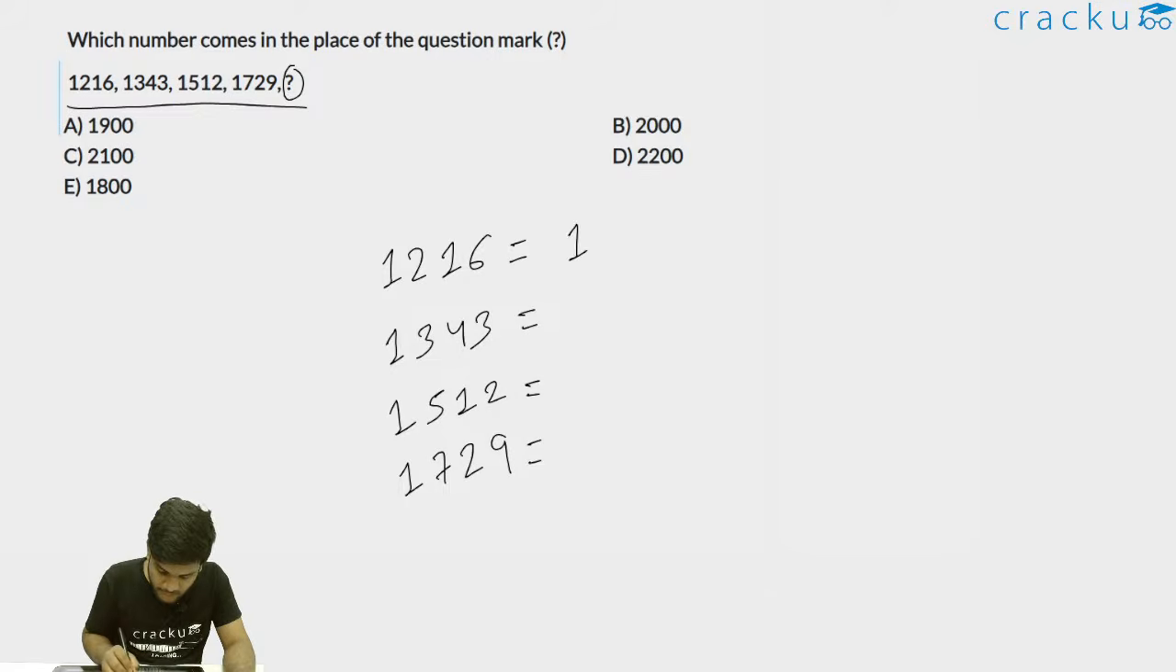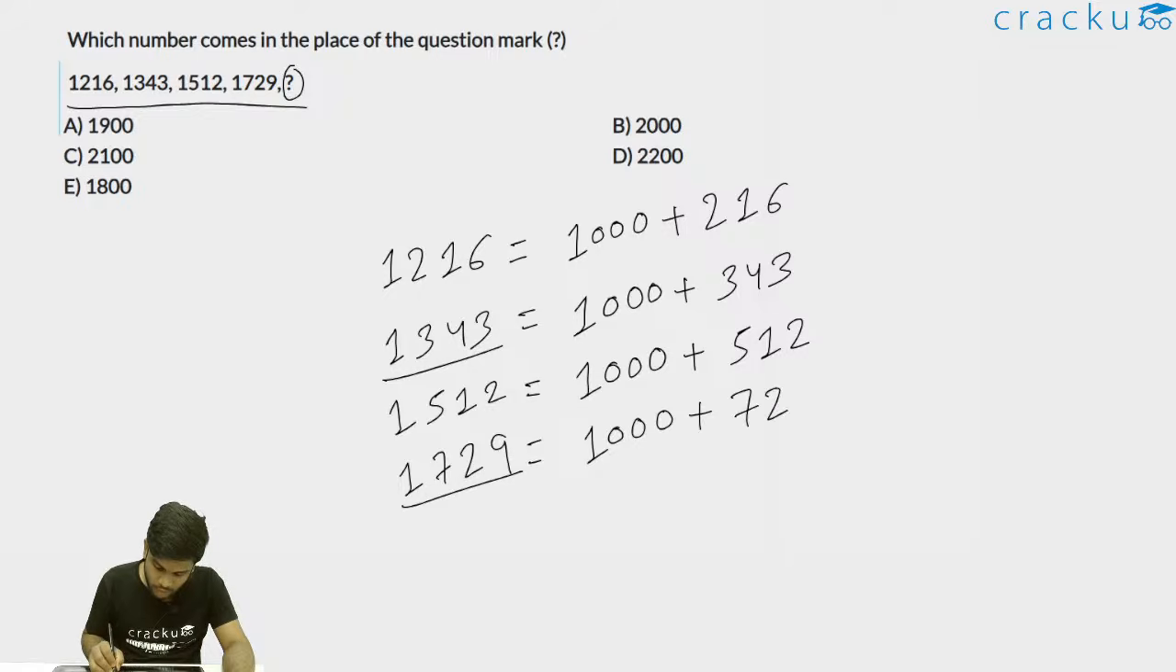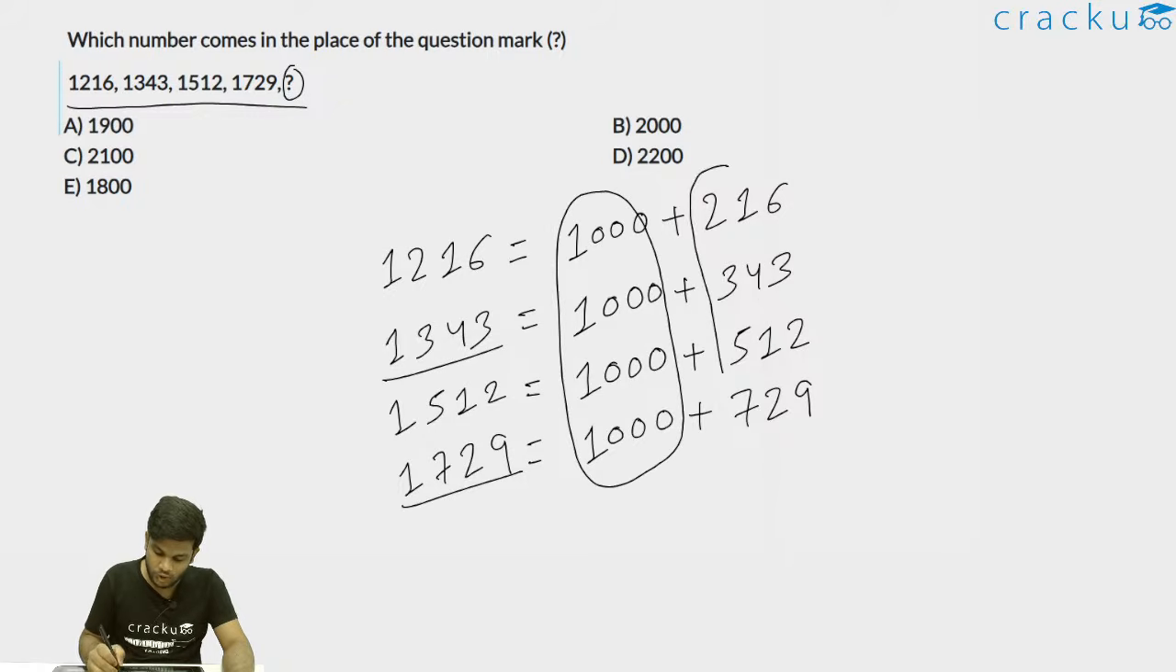If we look carefully, 1216 can be written as 1000 plus 216. Similarly, this can be written as 1000 plus 343. Similarly, 1512 can be written as 1000 plus 512. And 1729 can be written as 1000 plus 729. Now here 1000 is common in all four of them. So we have to find something which is common in these numbers as well.